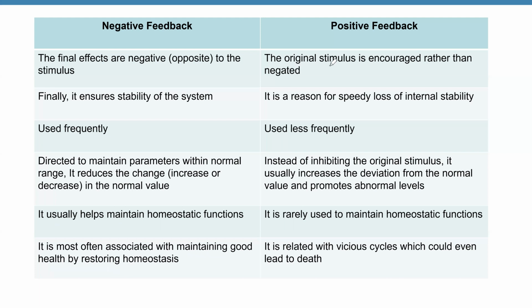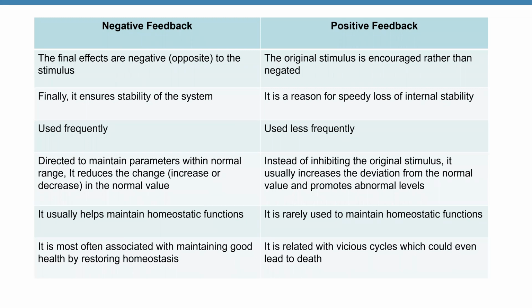With positive feedback, the original stimulus is encouraged rather than negated. It is a reason for speedy loss of internal stability, and it is used less frequently. Instead of inhibiting the original stimulus, it usually increases the deviation from the normal value and promotes abnormal levels. It is rarely used to maintain homeostatic functions, and it is related to vicious cycles, which could even lead to death, right? But it doesn't mean positive feedback is something that is not necessary.